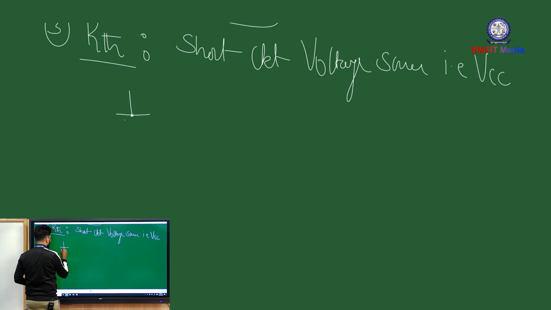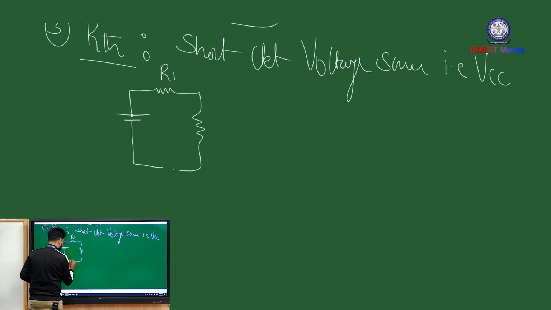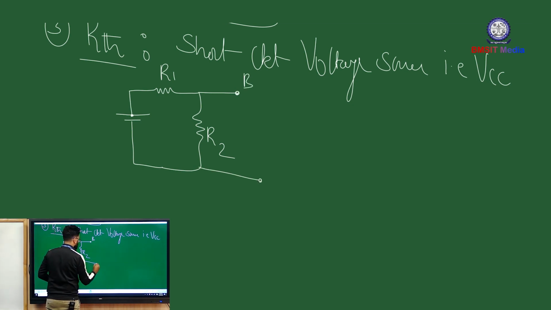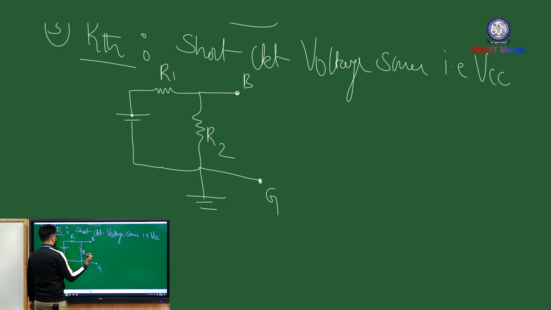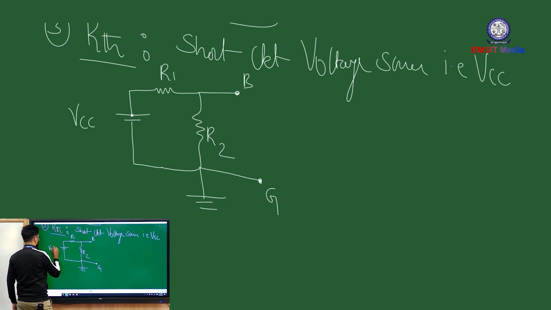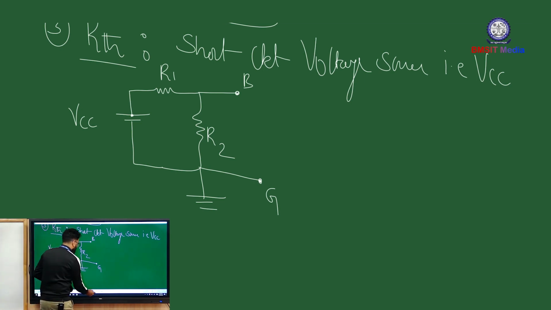Okay, let me draw first VCC, and this is your R1, R2, right? And this is your base, and this is your ground G. Okay, you can write. Fine. So this is your VCC. Now, in order to find RTH, we have to short circuit the voltage sources and open circuit the current sources. We don't have any current sources, so you can ignore the current sources.